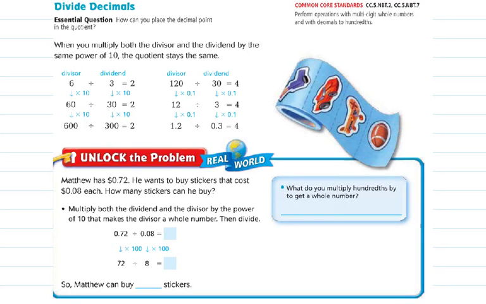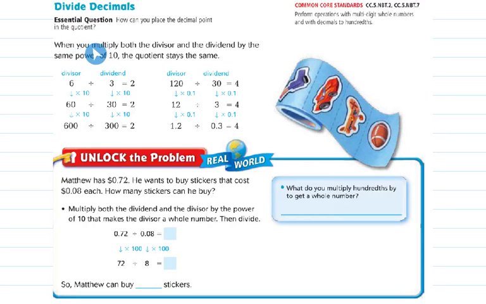Students, in lesson 5.6, we are going to be exploring dividing decimals. So our essential question to guide our learning for today's lesson is, how can you place the decimal point in the quotient? And remember, the quotient is the answer in a division problem. So we're going to start off at the top.